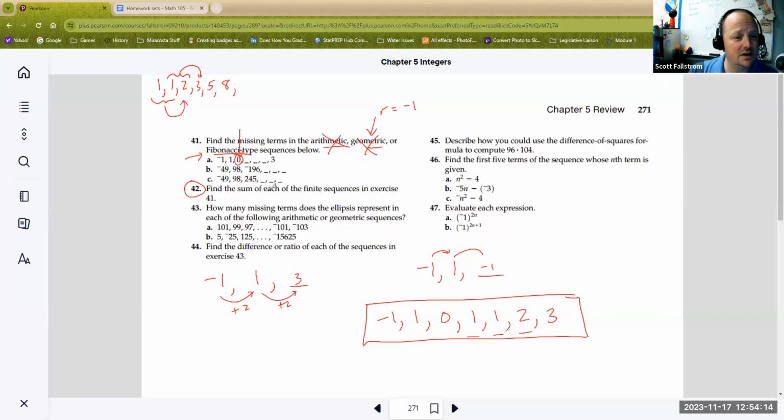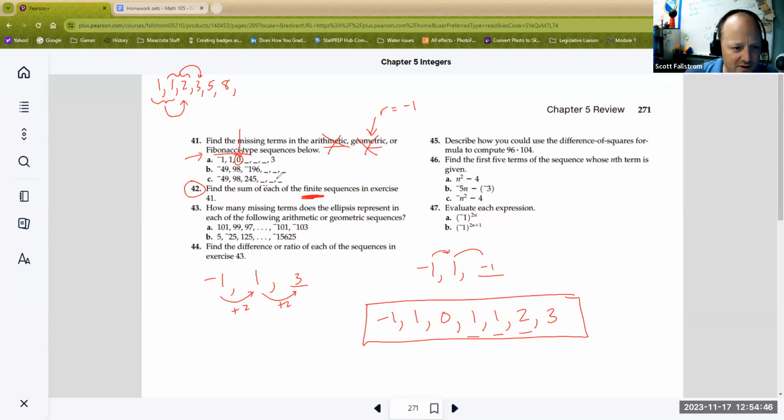Is there a way to find the sum of a geometric sequence? There is, but I'm not going to ask you to know the general case for that. That is actually beyond the scope of the class. It's cool, but not required. If there is a sum of a geometric sequence, it would be a finite sequence that we'd be dealing with, which means a fixed number of terms. And then you would just find the values and add them up. That's how that works. So that takes care of 41 and 42.